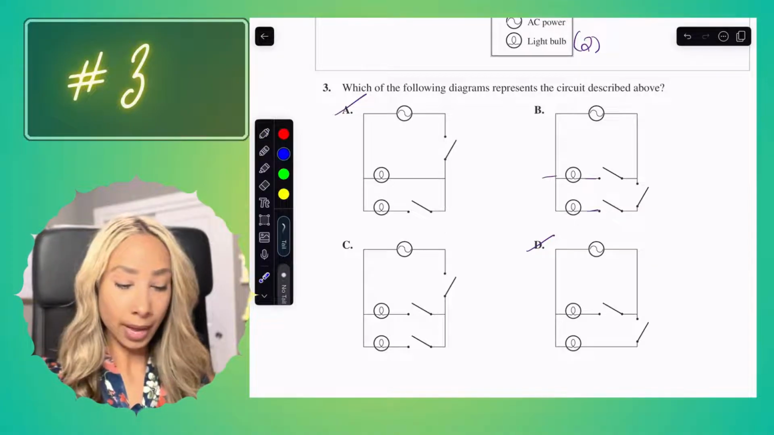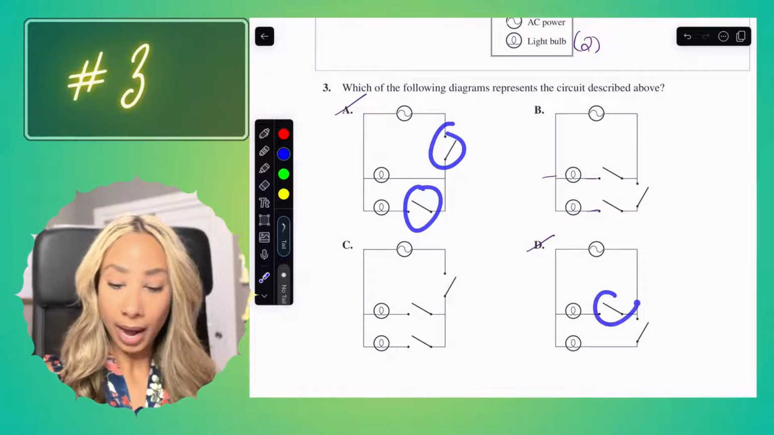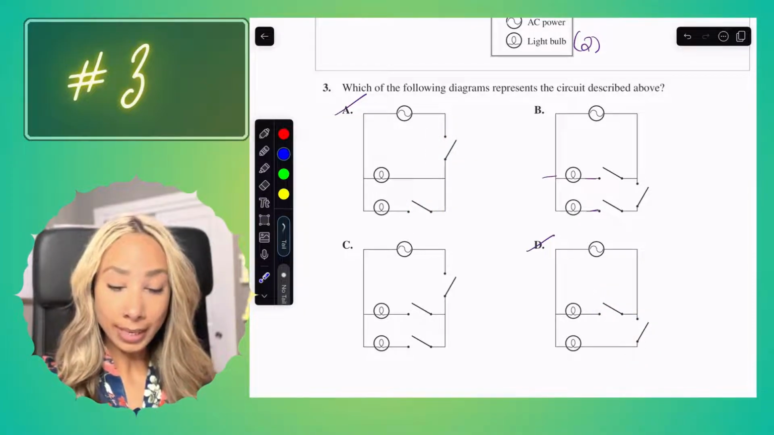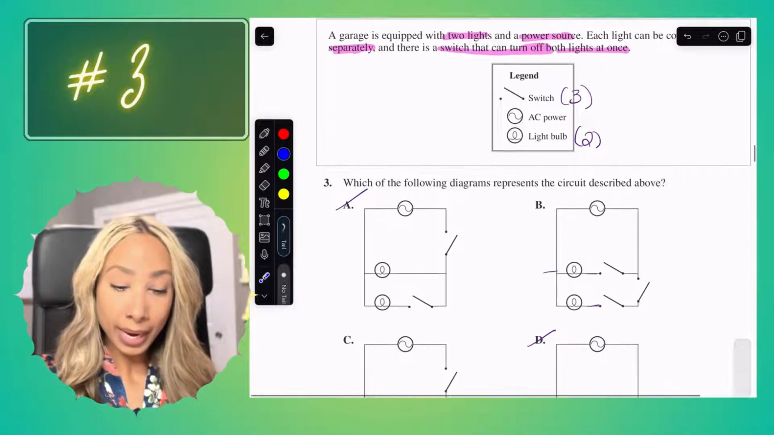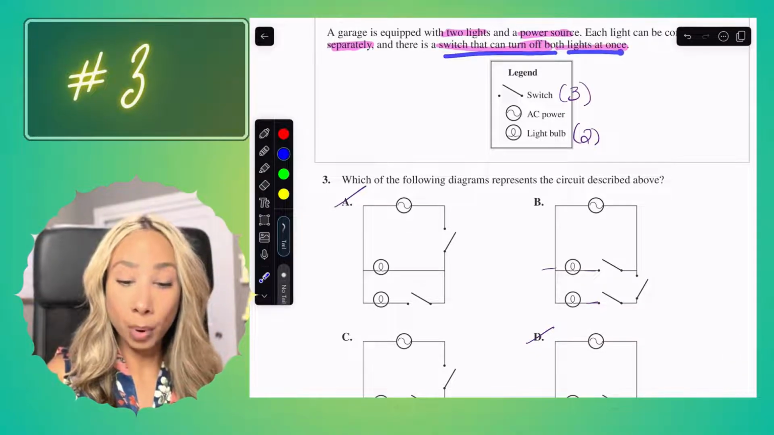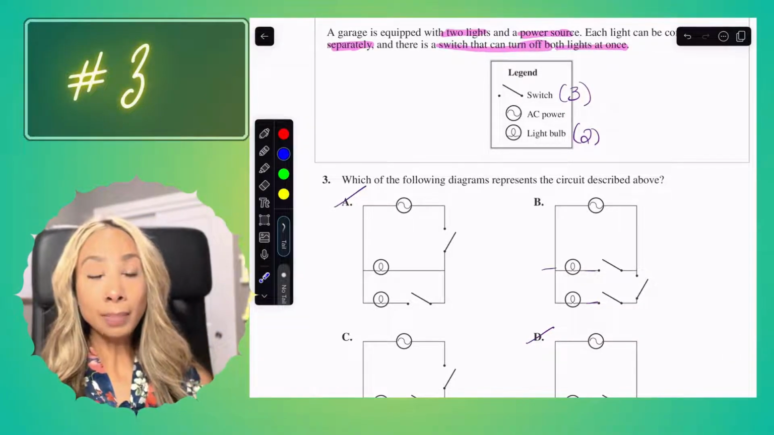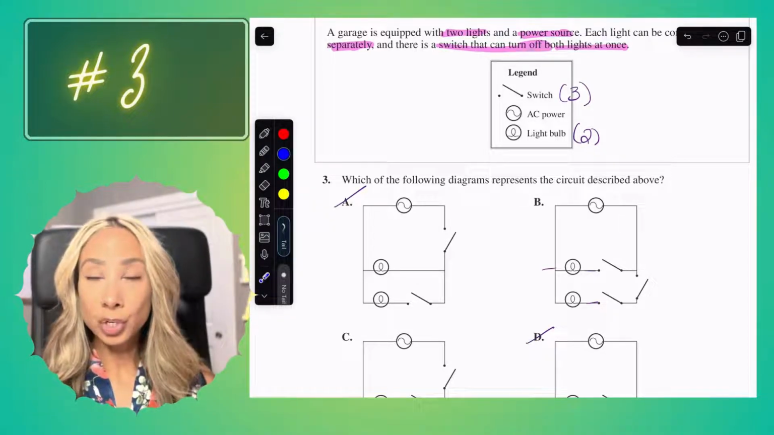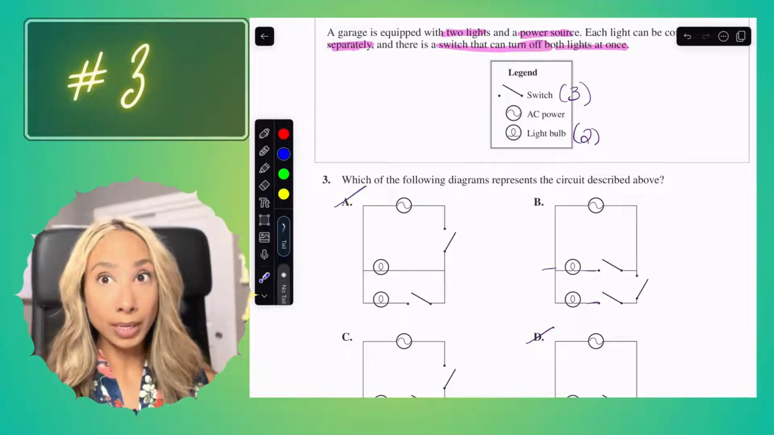The reason for that is those have 2 switches, but we know we have 3 switches. Now the second thing I need to pay attention to is the last statement here: there is a switch that can turn off both lights at once. So what that means is I'm looking for a place in the circuit where once I open the switch or disrupt the circuit, both lights will go off.